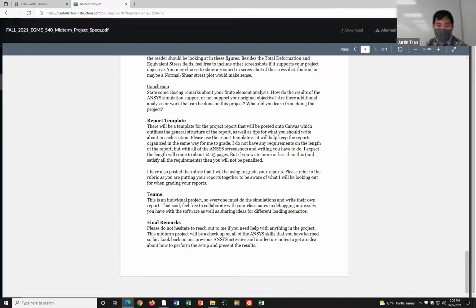There are no teams, so this is an individual project. I want everyone to perform their own analysis and, of course, write their own report. But with that said, feel free to collaborate with your classmates in terms of getting past ANSYS errors or helping think up loading conditions. I don't mind that. You can definitely work with your classmates in that sense. But everyone has to write their own report, and I expect everyone to take their own screenshots and do it in ANSYS themselves.